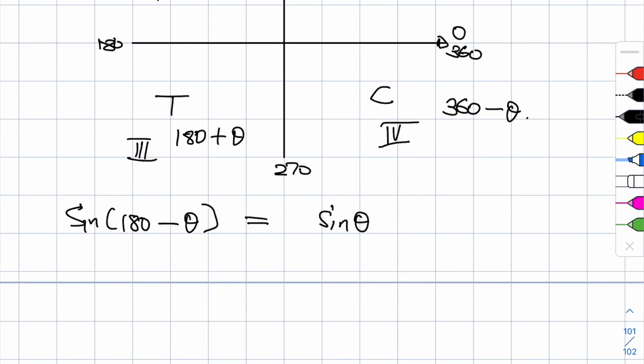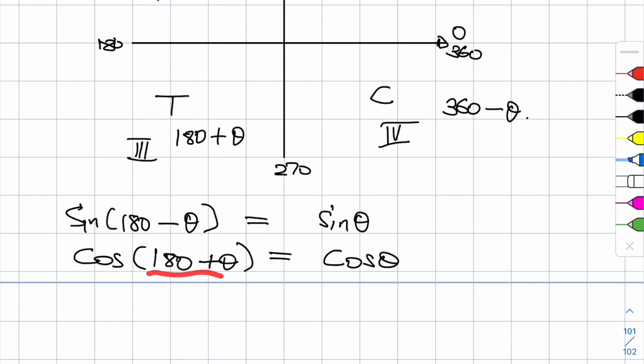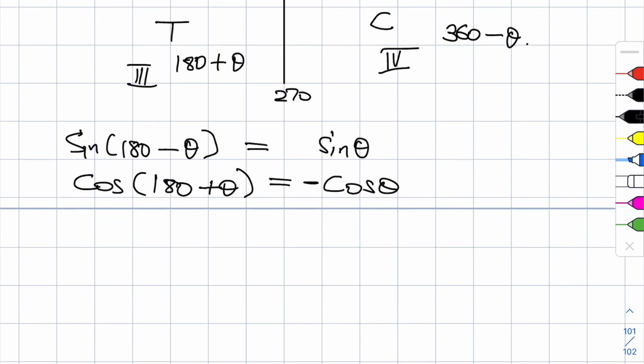If I say work out the value of cos 180 plus theta, we know that answer will be cos theta. So it's just a matter of whether cos is negative or positive. And 180 plus theta, we know that is quadrant number 3. In quadrant number 3, cos is negative. The only thing that's positive is tan. So that is negative cos theta.